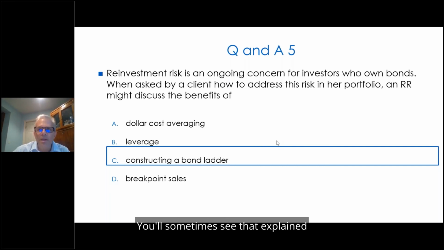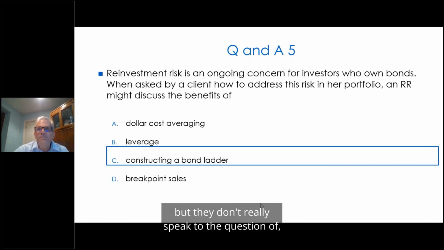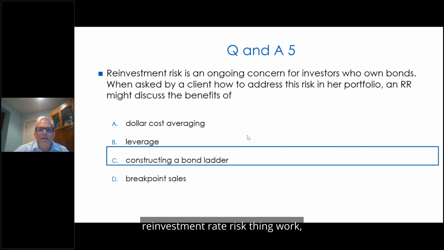You'll sometimes see that described on the exam as staggering maturities. The other 3 choices in this question don't really have anything to do with it. They are all legitimate things, yes, but they don't speak to how that reinvestment rate risk works, and how a bond ladder can be helpful. I hope that makes sense. I hope it's clear that if you space out maturities, you may not avoid it, but you certainly minimize the impact of a full throttle rate move on an entire portfolio.